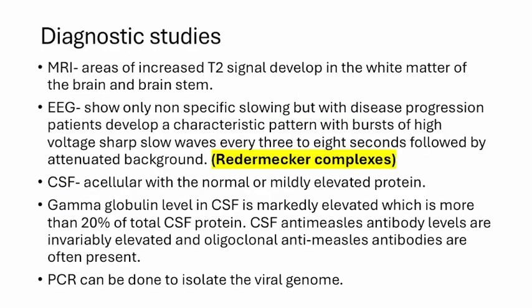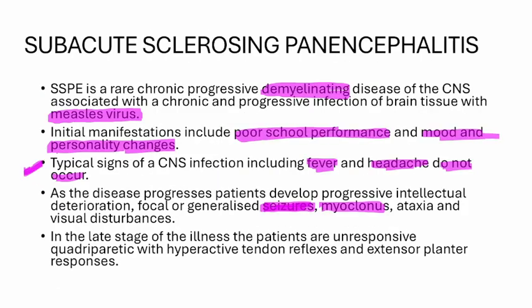Myoclonus can be there, ataxia will be there, and visual disturbances will be there. In the late stages, the patients are unresponsive, quadriparetic, hyperactive. I mean, the whole of the brain will be damaged in this case. UMN-like features will be there in the late stages.